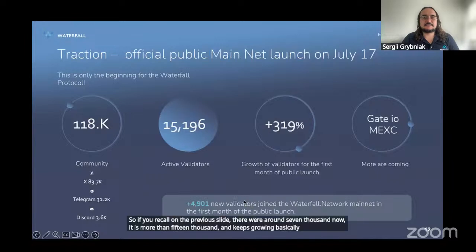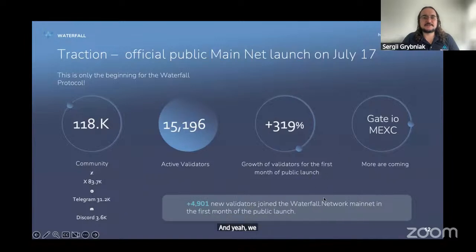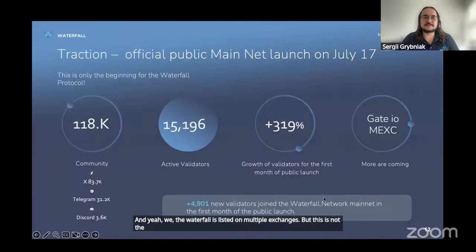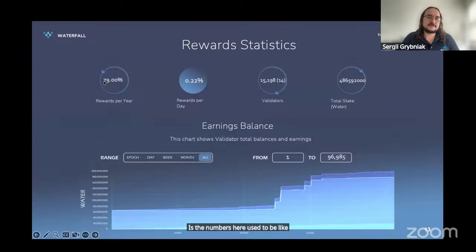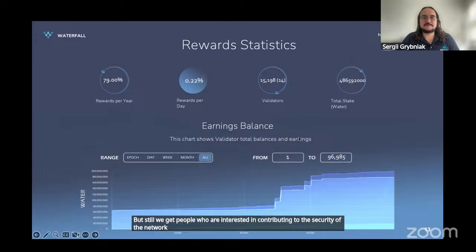Waterfall is listed on multiple exchanges, but this is not the part of this presentation. And it has a very attractive rewards program. The numbers here used to be from 200 to 100. Now it is already less than 80%. But still, people who are interested in contributing to the security of the network and believe in the future of Waterfall can join the program and participate and receive rewards in Water coins tokens.